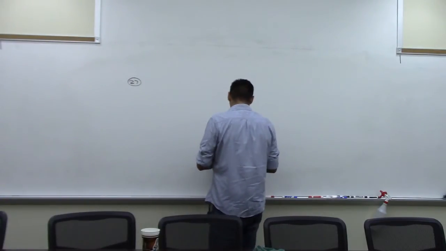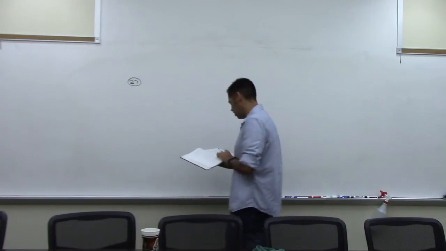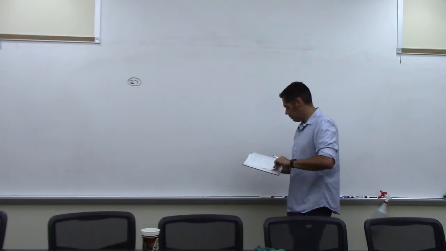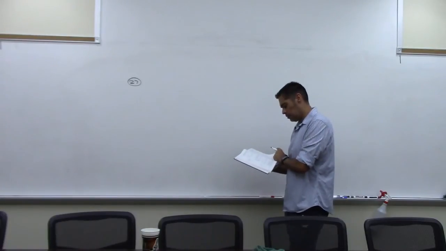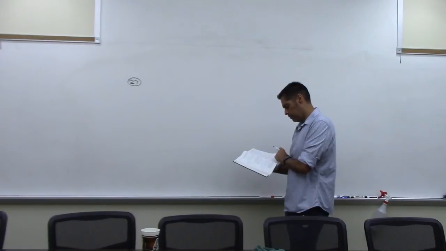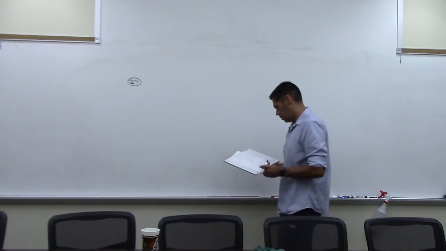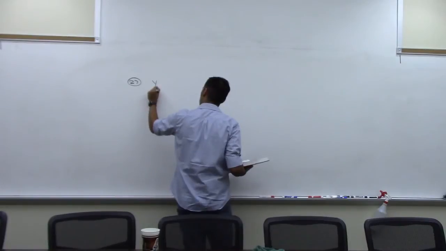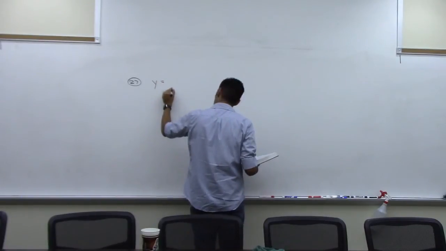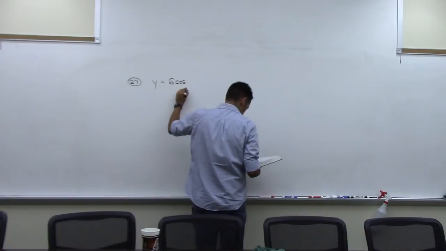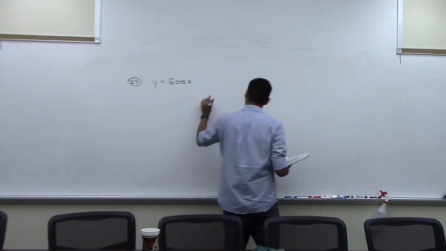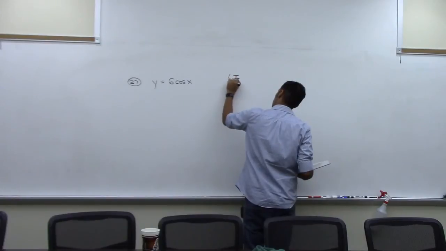All right, number 27, find the equations of the tangent line and the normal line to the given point. Okay, so let me do it this way. All right, so let me put the function up here, the curve, y equals 6 cosine x, and I want to look at the point pi over 3, 3.